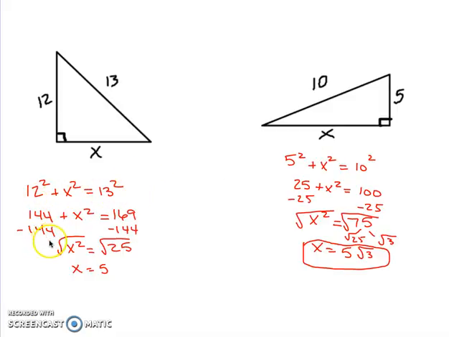So we set up the problem like this, and you should end up with x squared equals 25, and we square root both of those, so we end up with x equals 5.